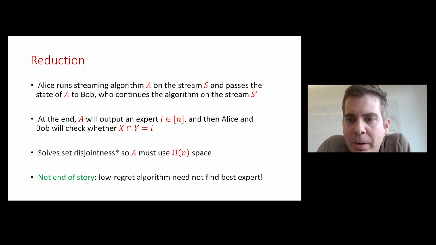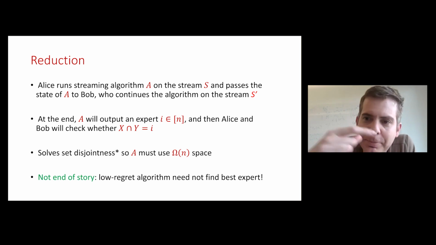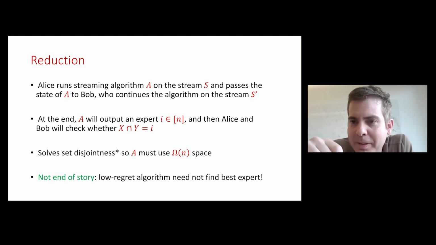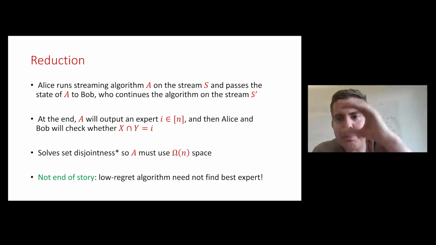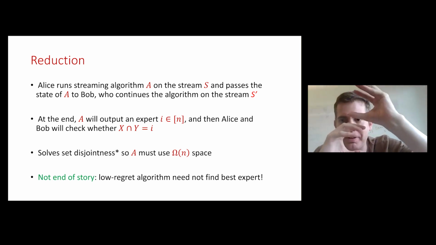Okay, so maybe it doesn't, right? I mean, you could imagine it. There's some simple instance where maybe it's hard to find the best expert, but it follows some expert that's right for many days. And then the expert starts being wrong, and it follows some other expert that's right for many days. That's actually what would happen if you took set disjointness and you copied it.